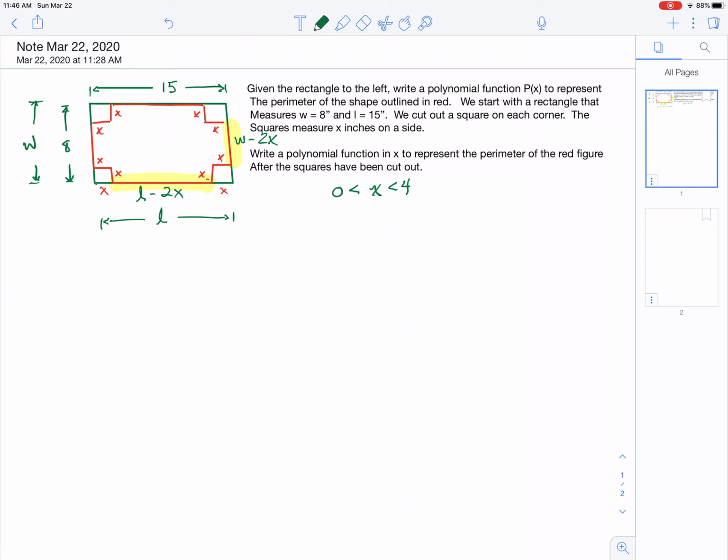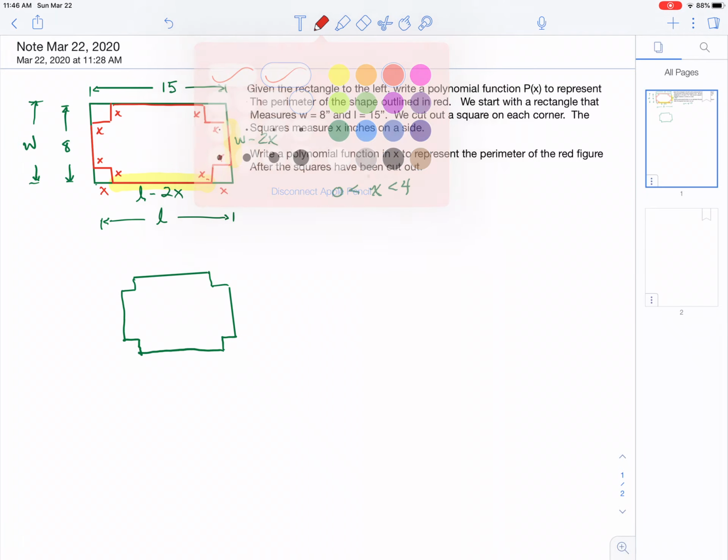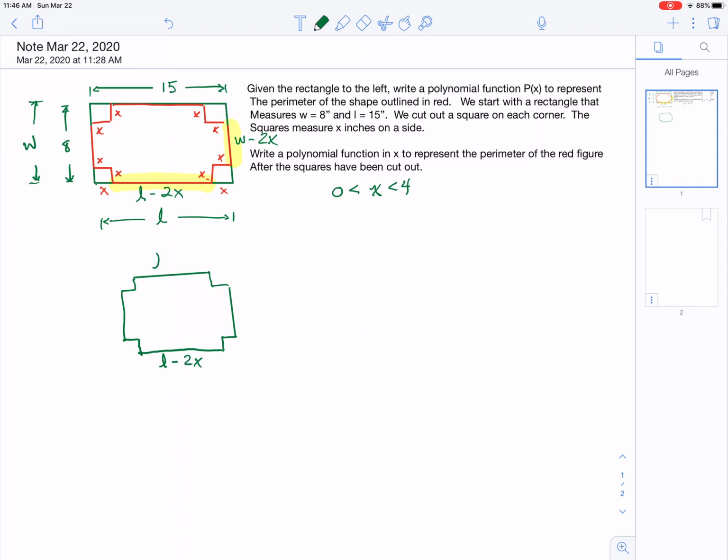So let me see if I can do a rough sketch here of where we are. So now we have this sort of unusual shape that looks something like this. Ooh, this is not a very good drawing, is it? All right, so this distance is L minus 2x, and of course we have another one up here that's L minus 2x, and this distance is W minus 2x, and we have another one on the other side that's W minus 2x. So we've got those four side lengths accounted for.